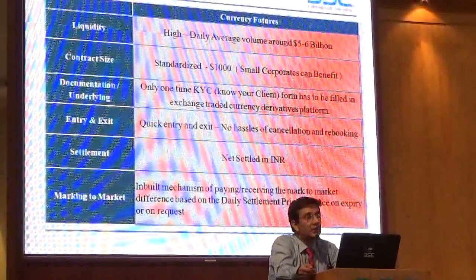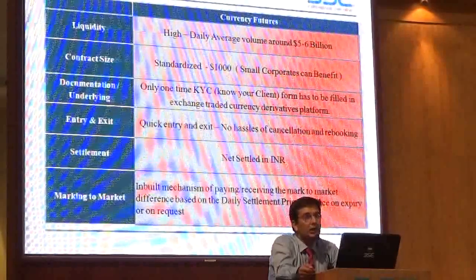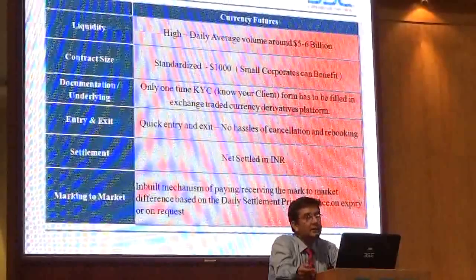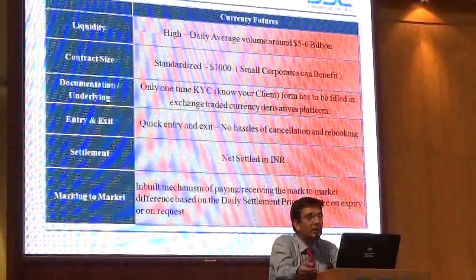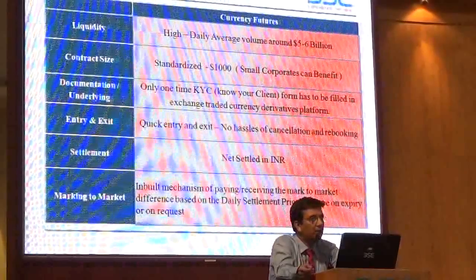Liquidity, as I said, is quite good. We are doing around $5 to $6 million on a daily basis. And the contract size is comparatively small, so any individual or SME can trade on this market.